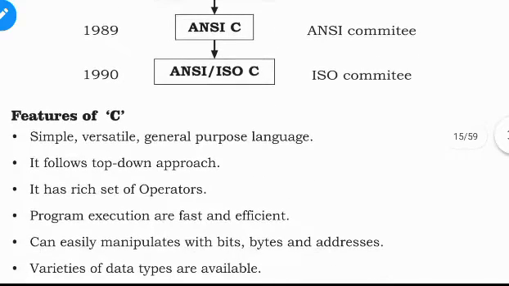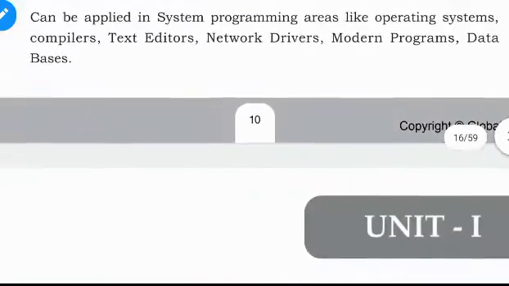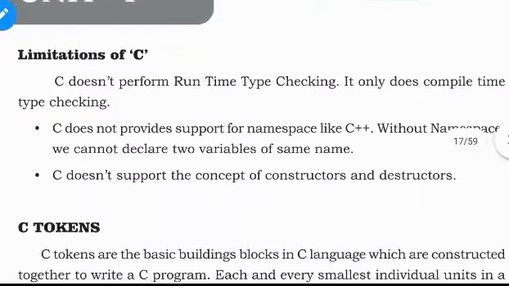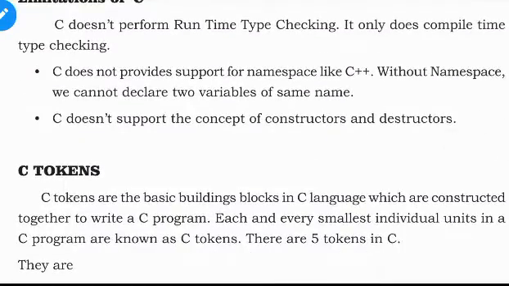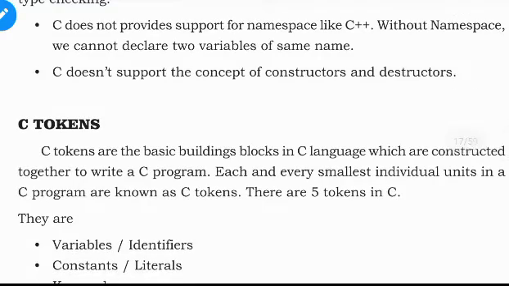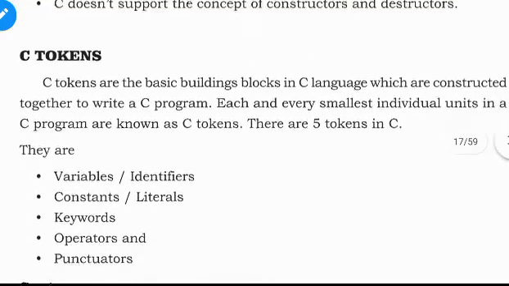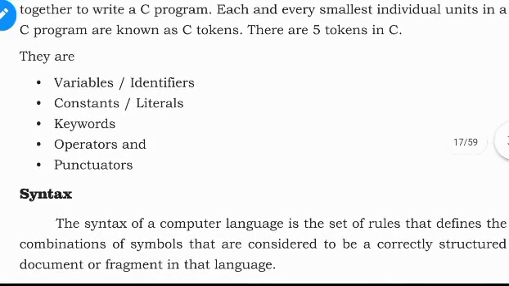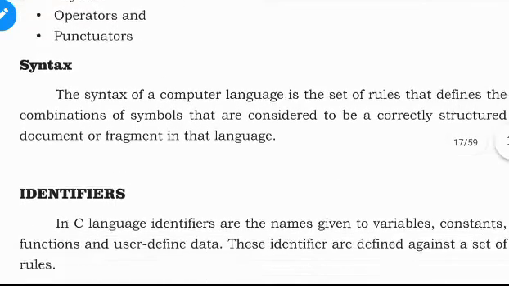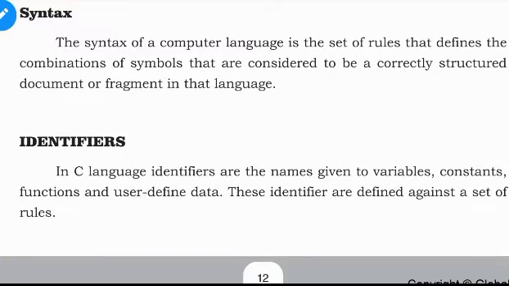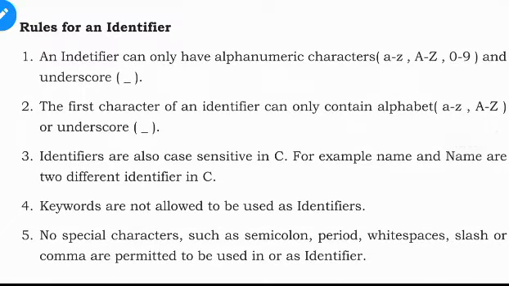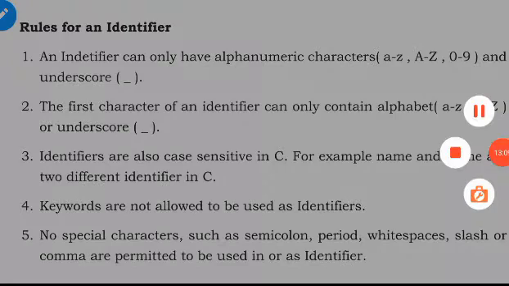Okay. Then features we have seen. Then applications of C we have seen, isn't it? And then limitations of C. Okay. So then C tokens. C token is nothing but the basic building blocks. How many tokens are there? 5. Variables or identifiers, constants or literals, keywords, operators and punctuators. And syntax. Syntax is nothing but the set of rules to define all this. Okay. Then identifiers. How the identifier should be and the rules for naming the identifier we have seen. So these are the things that we have seen in this class.